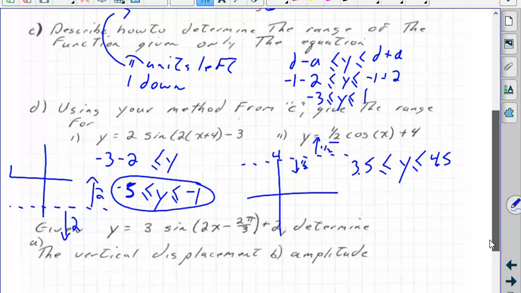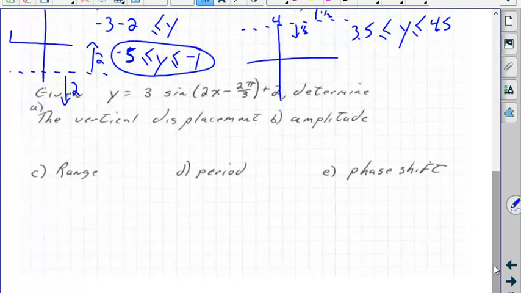How do we find the period of a sinusoidal function? Well, we look at the horizontal stretch. By horizontal, we stretch it by a half. So the period is now pi. And that is our 2 pi over b.